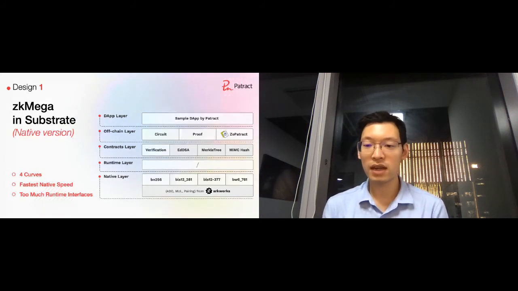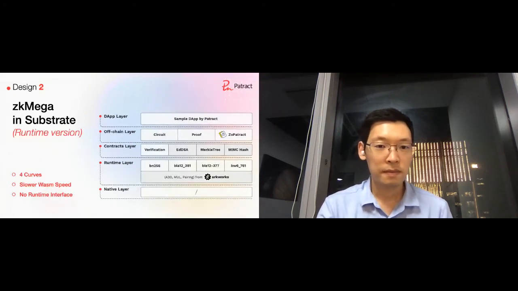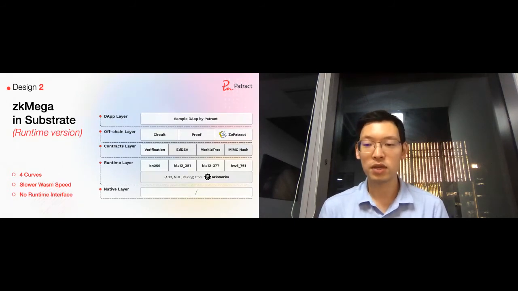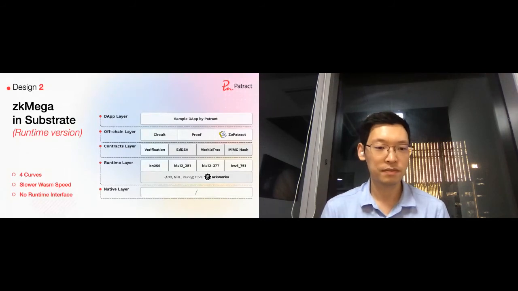Therefore, even if we develop the native version, Substrate won't allow us to merge. If the native layer cannot be changed, we can also add a pallet in the runtime, but the speed will be much slower. So we did the same work twice in the native layer and runtime layer. The native version cannot be used in the production environment, but only used as a benchmark comparison with our runtime version. So now the ink contract can call these curves.